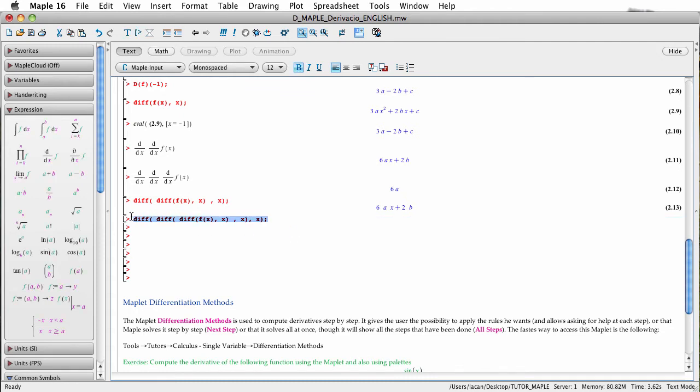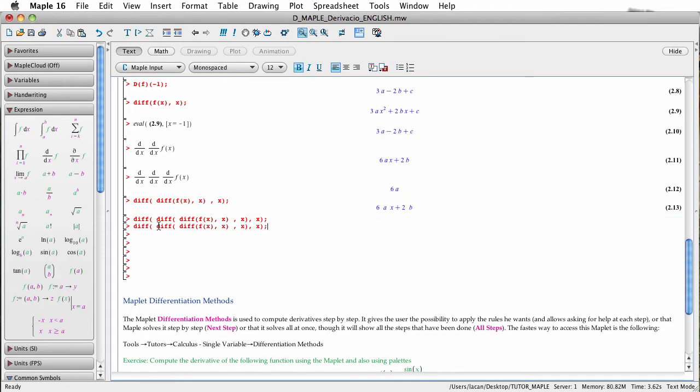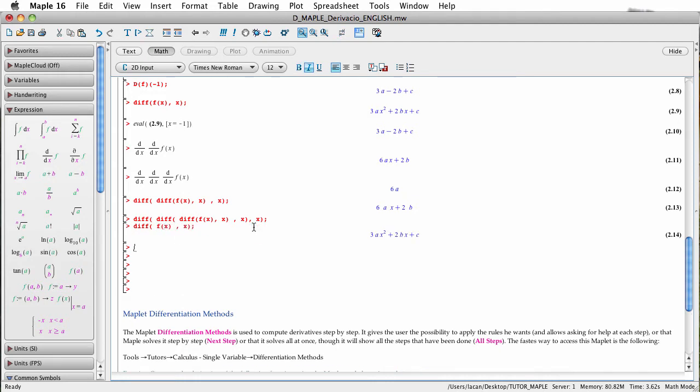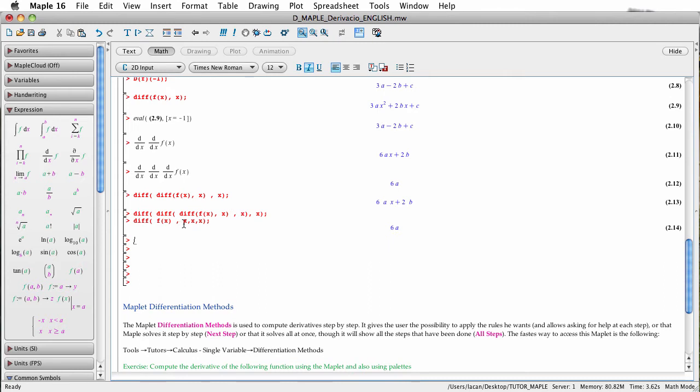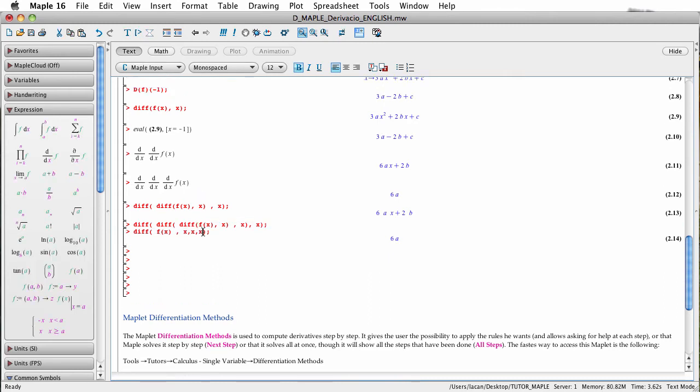There's a way of simplifying this in Maple, which is if we want to compute the third order derivative of a function, this is the first order derivative, we can just add x's at the rear. So this would be the third order derivative, fourth order derivative, and so on. There's no need of doing this, as you don't have to write diff as many times, but you can do it in this way.